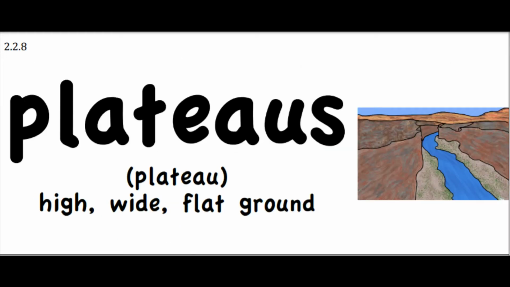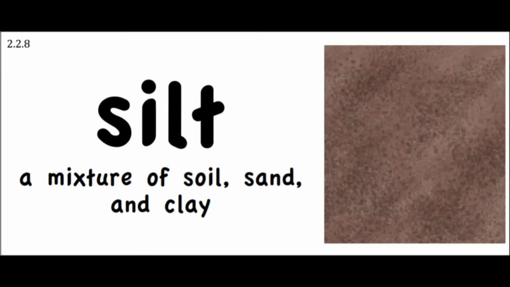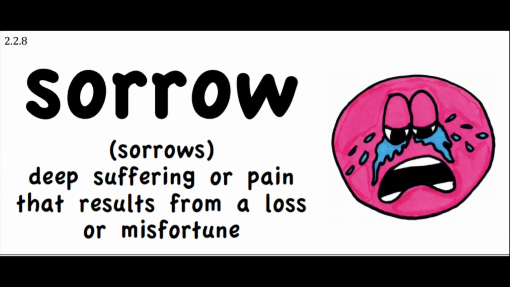Plateaus. Plateaus are high, wide, flat ground. For example, on his vacation to the Grand Canyon, Mac took pictures of many natural bridges and plateaus. Silt. Silt is a mixture of soil, sand, and clay. For example, Terence caught a fish with silt all over its fins. Sorrow. Sorrow is pain or suffering caused by a loss. For example, Alex felt deep sorrow when his little kitten was missing for 3 days.